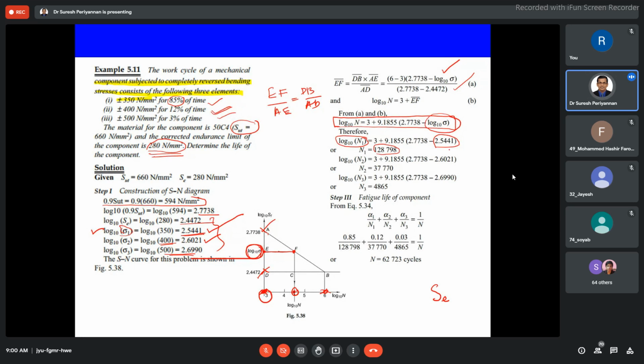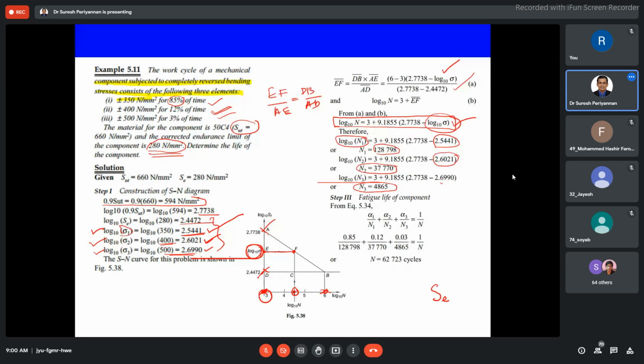Then, based on log, this is sigma 2. Next I am introducing sigma 2, corresponding to 400 Newton per mm square, 2.6021. The number of cycles at this stress is going to be 37,770. Now, the last stress level is 500 Newton per mm square, corresponding log scale 2.699. Then substitute here again, and this is the number of stress cycles, 4,865 cycles.